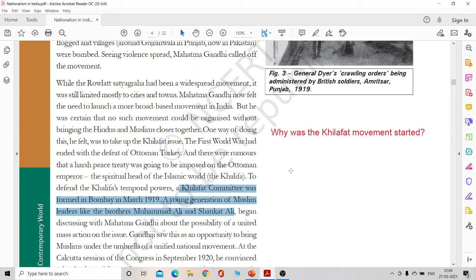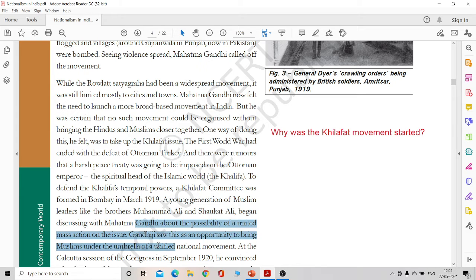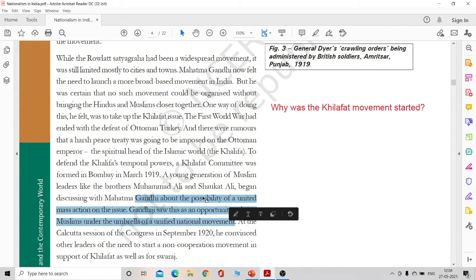And here Gandhiji, the reason why the non-cooperation movement was clubbed together with the Khilafat movement was because Gandhiji saw the possibility of a united front where the Muslims, under the umbrella of a united national movement, could bring together both the Hindus and the Muslims, and nobody would feel alienated, right? So that is why the Khilafat movement was started.